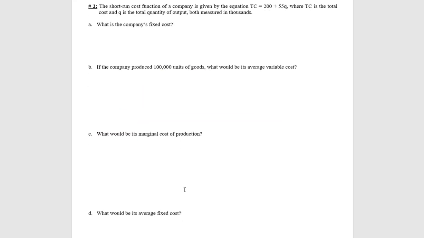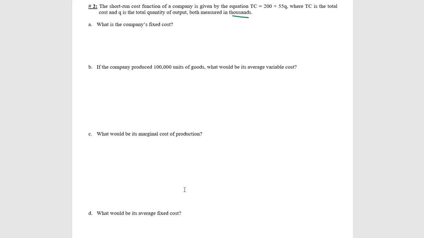For the second problem, we'll address a short-run question. The short-run cost function of a company is given by the equation total cost equals 200 plus 55Q, where TC is total cost and Q is the quantity of total output. Both of these are measured in thousands. What is the company's fixed cost?